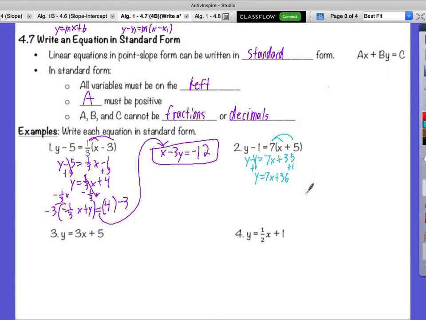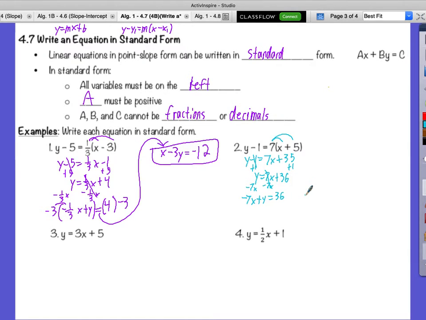Okay, so now we have it in slope intercept form, but how do we get the standard form? What does this have to look like, Seth? It has to be ax plus by equals c, so we need x's and y's all on the left, okay? So we currently have the y on the left, but we need to move our x over there, don't we? So how do we move positive 7x across? Subtract 7x. And we like our x's first, negative 7x plus y is equal to 36.